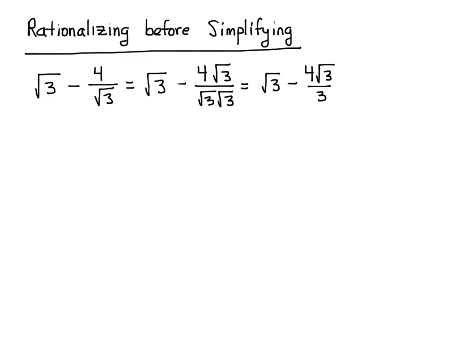And so since I have 1 minus 4/3 is what this boils down to, I'll have negative 1/3 times the square root of 3. So 1 minus 4/3 is, that's 3/3 minus 4/3 is negative 1/3.